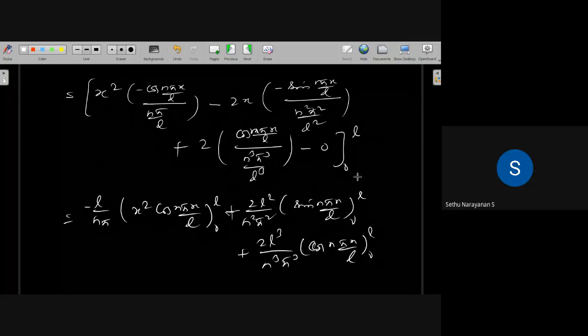Sir, in the second term, x is there now, sir. 2x L square now. The x is x. Okay. And the third term is 2L cube by n cube pi cube, 2L cube by n cube pi cube, cos n pi x by L, 0 to L.